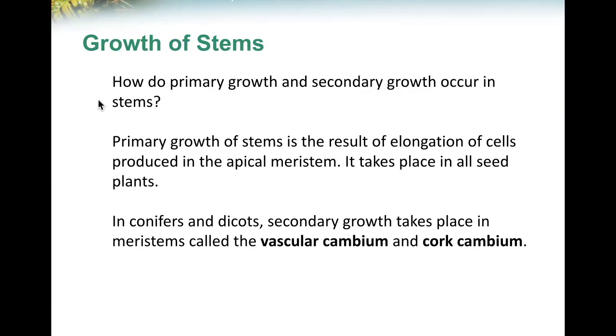How do primary growth and secondary growth occur in stems? Primary growth in stems is the result of elongation of cells produced in the apical meristem. It takes place in all seed plants. In conifers and dicots, secondary growth takes place in meristems called the vascular cambium and cork cambium.